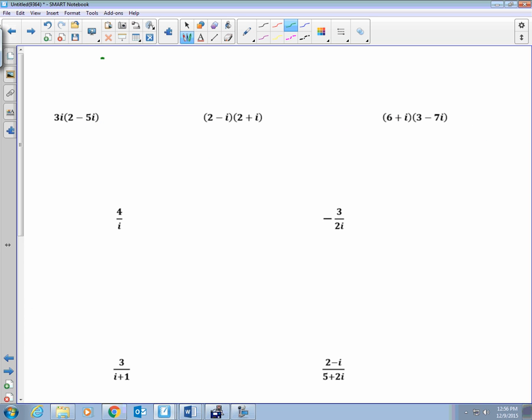A couple more. Multiply. We will distribute 3i times 2, 6i, minus 15i squared. What is 15i squared? It'll end up being positive 15 because I have a negative 15 and the i squared will be a -1. So I have a positive 15 and a positive 6i.